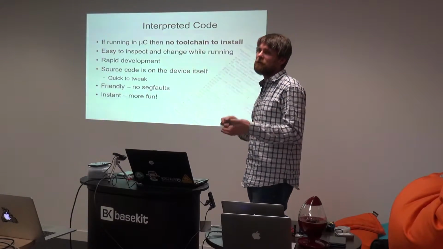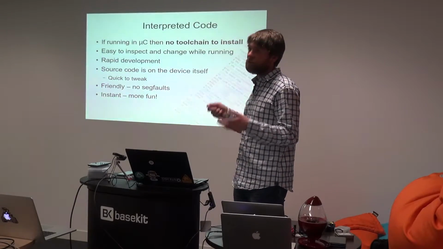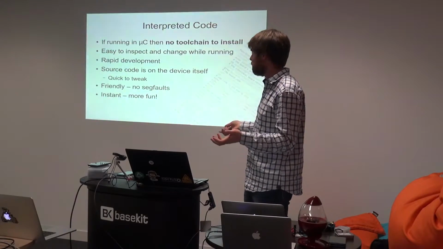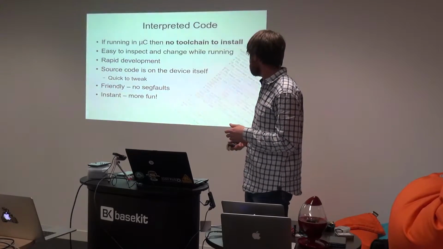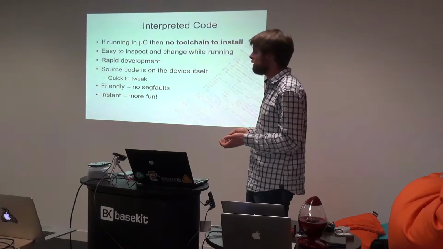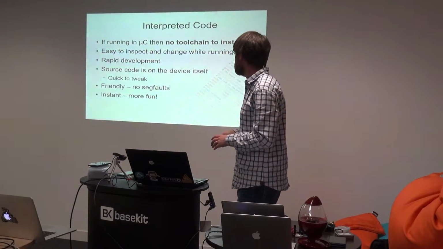But if you've got an interpreter with the source code running on your device, it's dead easy. You just log in, your source code's there, the toolchain is the same version that it was always running on, and you can just tweak something, save it, and you're good to go. And a really big one is you end up with stack traces instead of seg faults when things go wrong, which suddenly makes stuff a lot easier to track down.